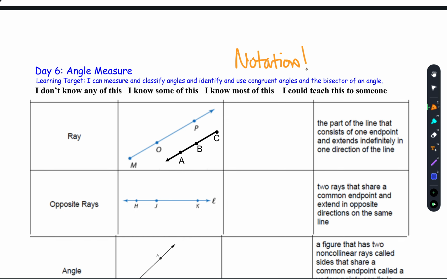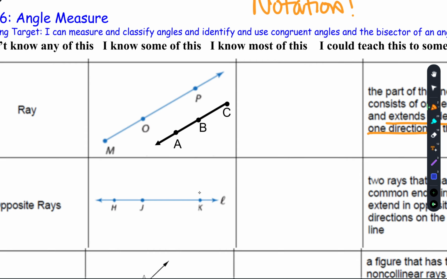Our first vocab word is ray. A ray is like a line, but it goes in only one direction. So we know lines go in two directions, segments have two endpoints, rays have an endpoint, and then they extend indefinitely in one direction. There's a couple different ways that we can name a single ray. Actually, it's just kind of one way, but multiple versions.